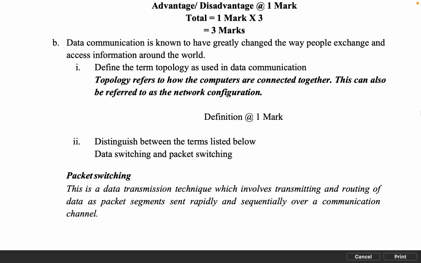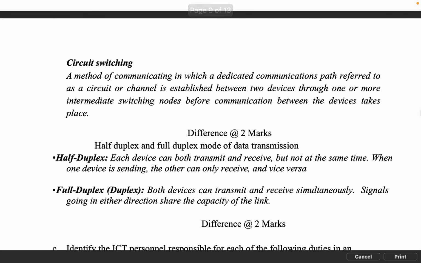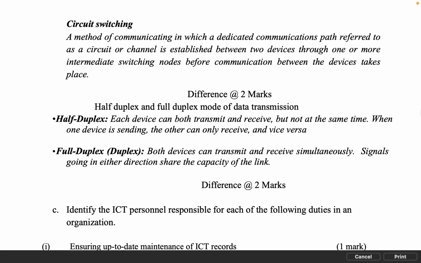Distinguish between the terms listed below. Circuit switching and packet switching. Packet switching. This is a data transmission technique which involves transmitting and routing of data as packet segments sent rapidly and sequentially over a communication channel. Circuit switching. A method of communicating in which a dedicated communications path referred to as a circuit or channel is established between 2 devices through 1 or more intermediate switching nodes before communication between the devices takes place. Difference at 2 marks.